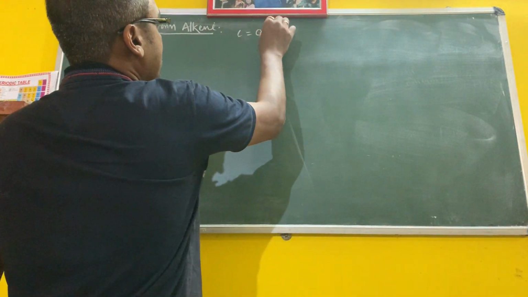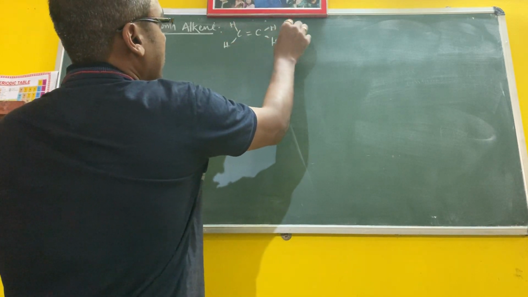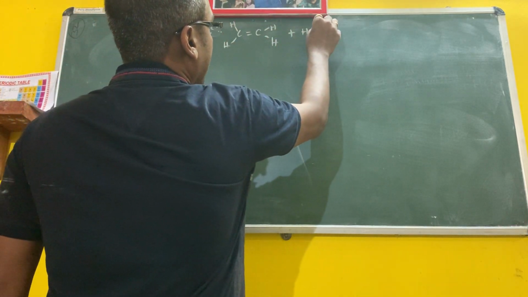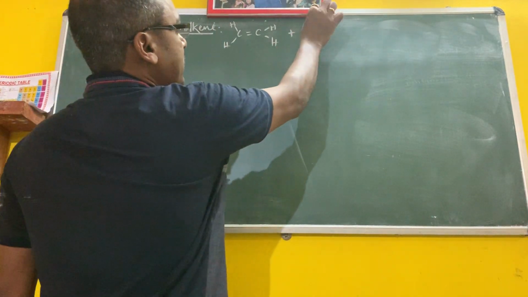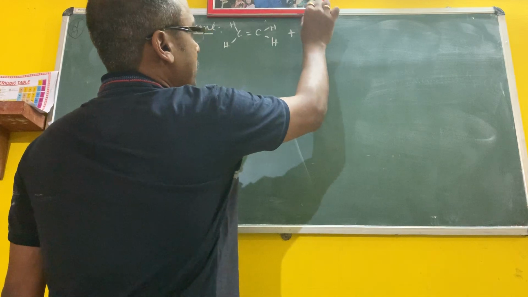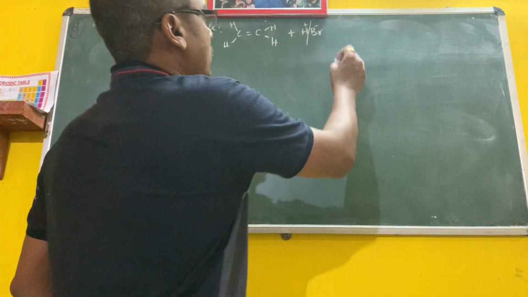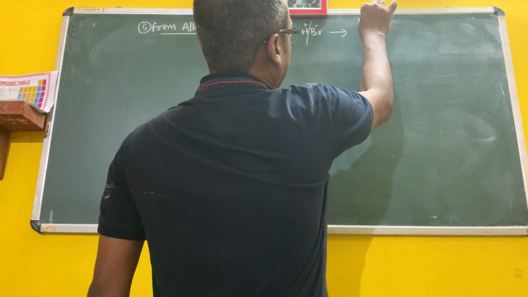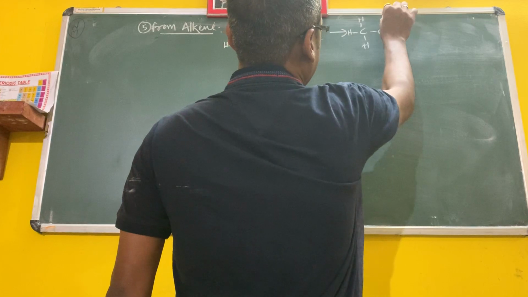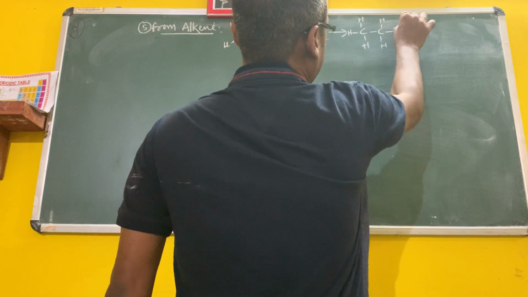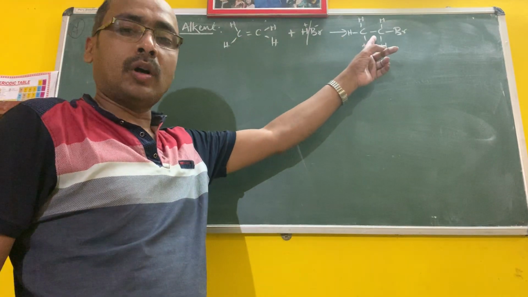Suppose C double bond C with H H H H, plus, you take one example, HBr. If it is symmetrical, then H and Br, the positive and negative parts, can add to either carbon. So what is the product? CH2 CH2Br, with the double bond broken to form a single bond.